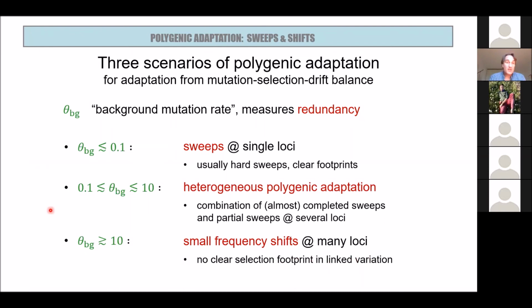And then in an intermediate range between 0.1 and 10, we have a heterogeneous pattern of polygenic adaptation with a lot of partial sweeps, some completed sweeps, and a lot of loci that still linger around at intermediate frequencies. And this is a mode that is not so well described so far, and it covers an interesting biological parameter range. And therefore, this is a task to really describe this intermediate range of background mutation rates. All right.